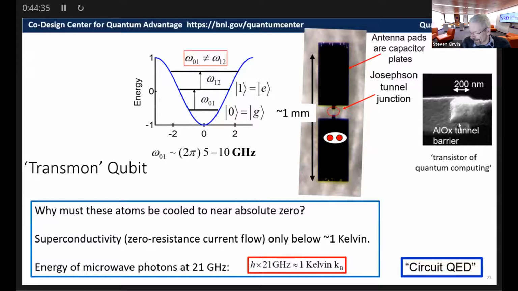Still getting used to having multiple screens here, sorry.